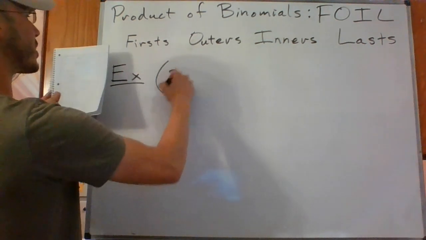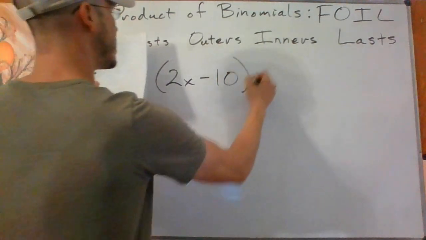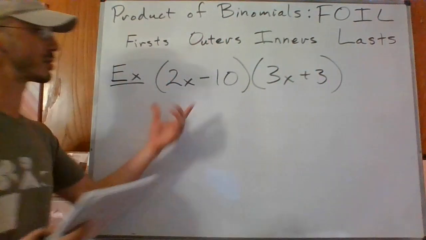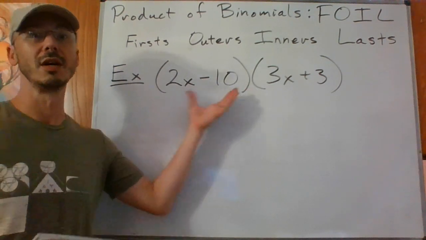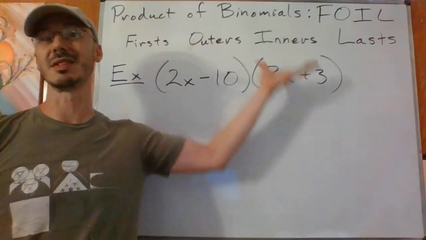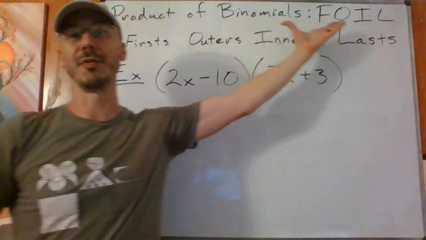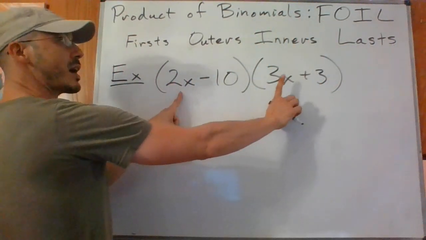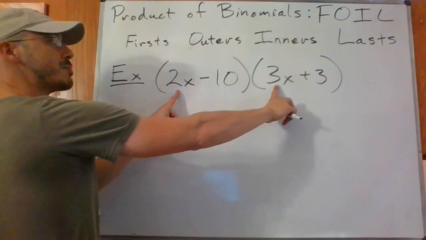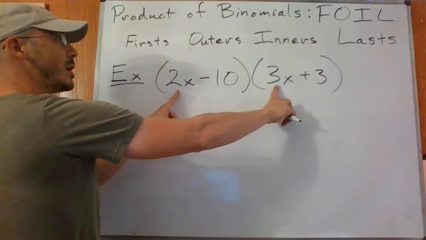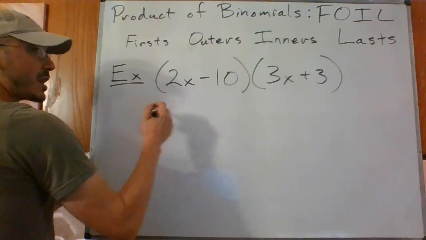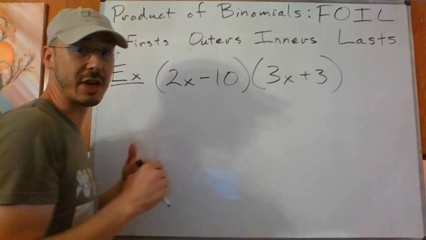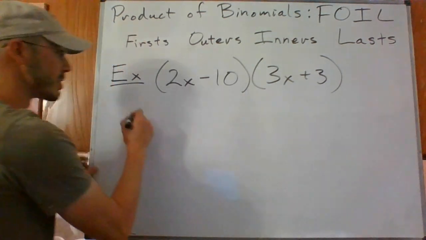We're going to find the product of 2x minus 10 times 3x plus 3. A product of two binomials is exactly what FOIL is for. The firsts refer to the 2x and the 3x, the first term of each binomial. I'm going to write it out this time, but you might be able to do the product of each pair of terms in your head and just write it down. I'm going to write it down in detail though.